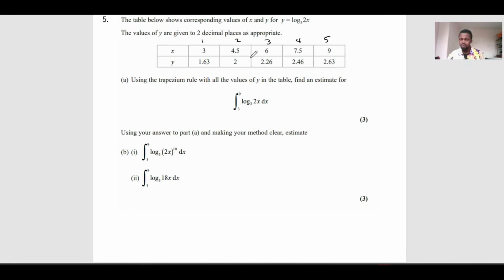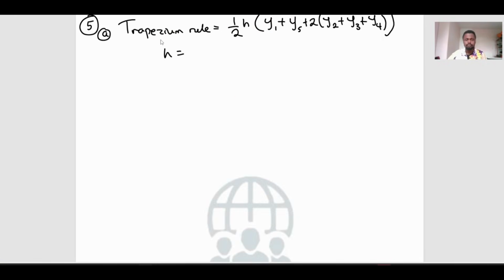And if you don't want to use that, you can as well use h equals the last value minus the first value, divided by how many differences, not how many values, how many differences. That is 1, 2, 3, 4. Or you say the number of terms minus 1. 5 terms, right? Subtract 1 from it. That's 4. And it gives you h equals 1.5. So now we can do our trapezium rule.